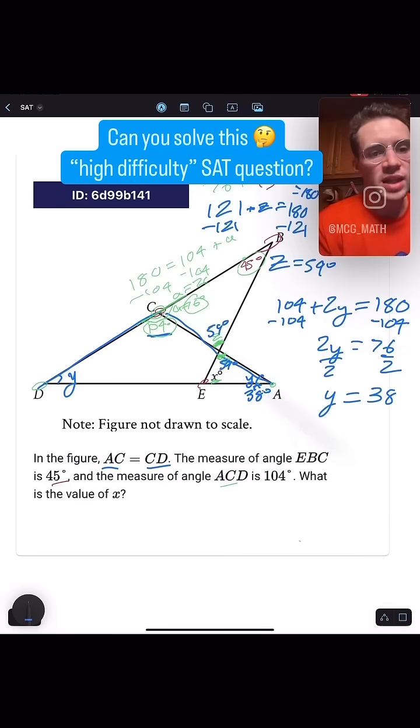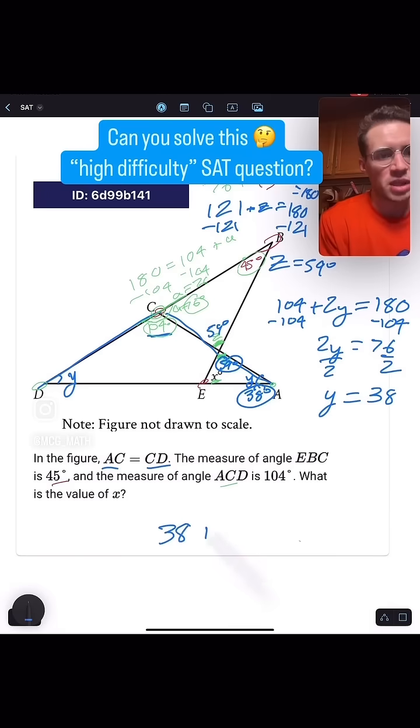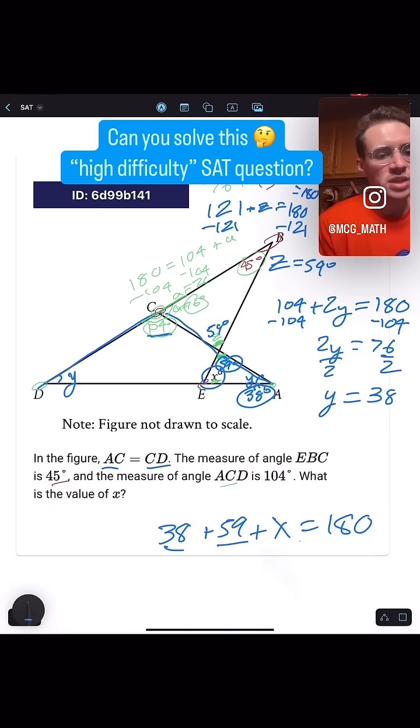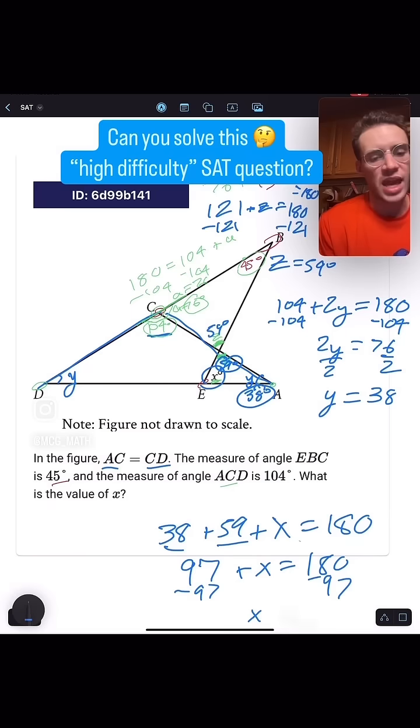Now we have that this angle, Y, is 38 degrees. This angle is 59 degrees, and we can use that to solve for X, because 38 plus 59 plus X is going to add up to 180. 38 plus 59, well 30 plus 50 is 80, plus 8 plus 9 is 17, 80 plus 17 is 97. 97 plus X equals 180. Subtract 97 from both sides. That gives us that X is equal to 83 degrees.